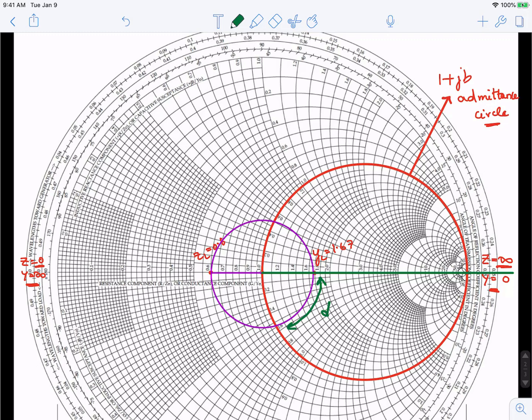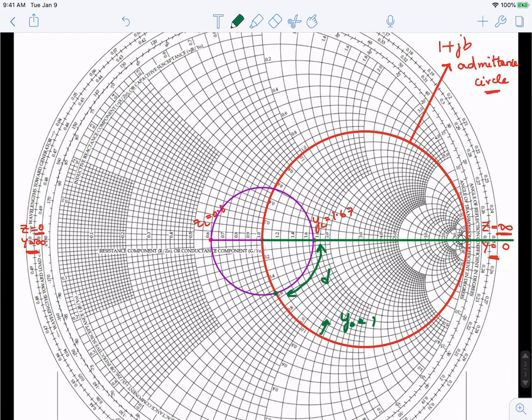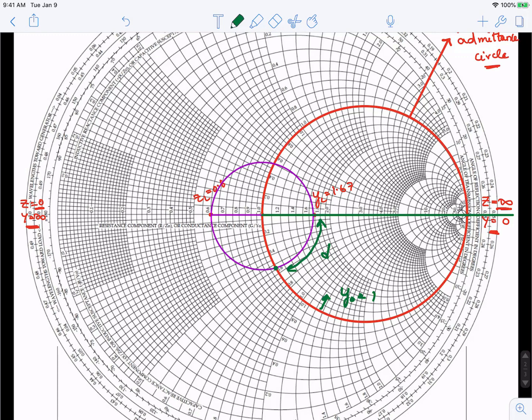Now we know that this circle has an admittance of 1, which is basically 50 ohms. So we will add a transmission line length of D so that we will end up on this 1 plus jB circle. Once we end up on this circle, then that is the length of D, which when added to this load will give us the real part of the impedance equal to 1, or the real part of the admittance equal to 1. Okay, so let's see.